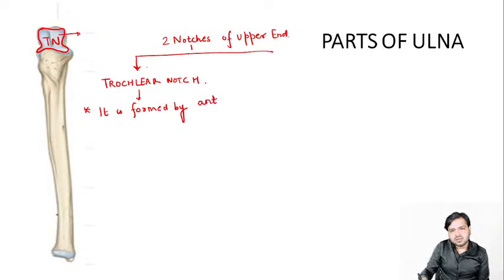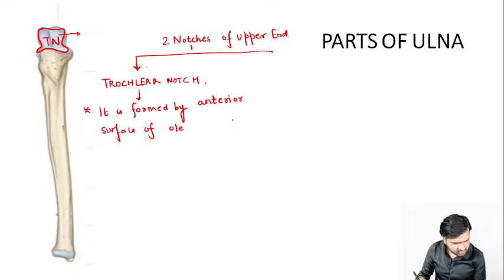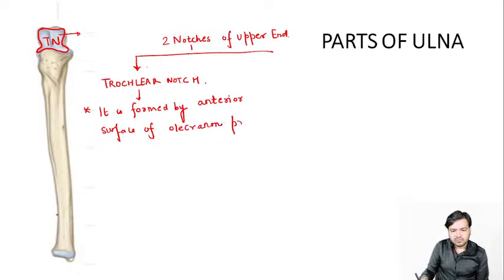the anterior. अच्छा चलो, ये तो I will just do it. Anterior surface of olecranon process. हाँ, trochlear और radial ठीक है, या trochlea ठीक है. Very good. Olecranon process and upper surface of coronoid process. Upper surface of coronoid process.